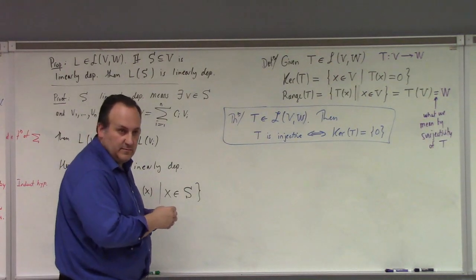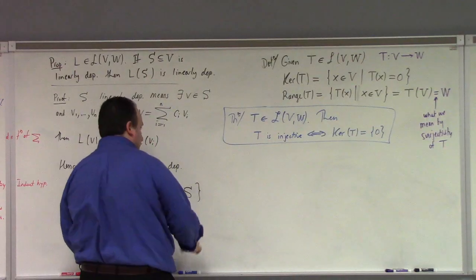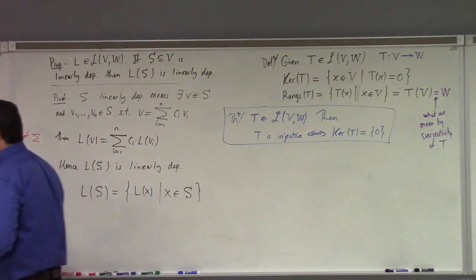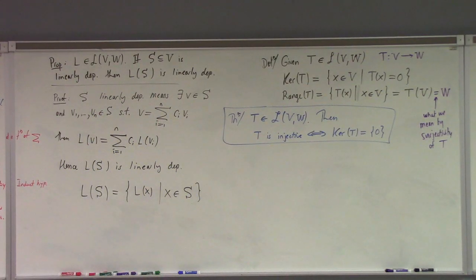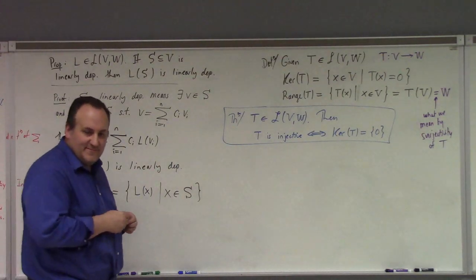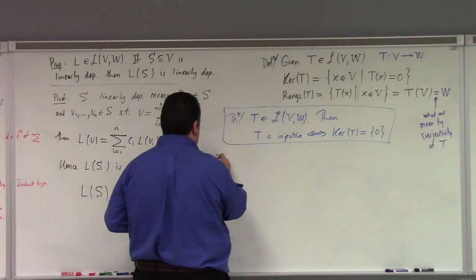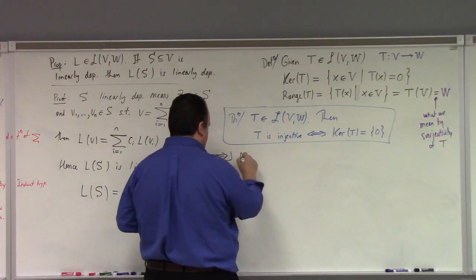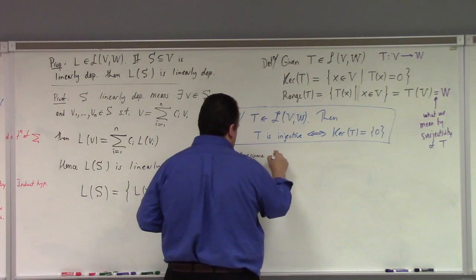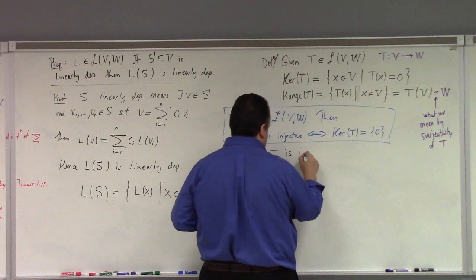So which way do you guys want? It's a biconditional proof, so we have choices here. Do you want to go the forward direction first? Okay, forward, all right. So what do we get to assume this way? Assume T is injective.